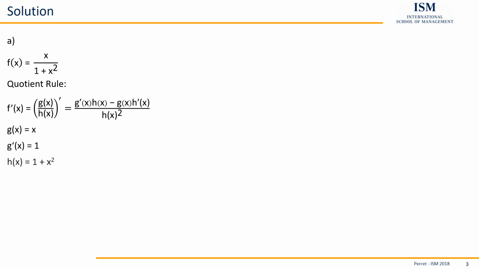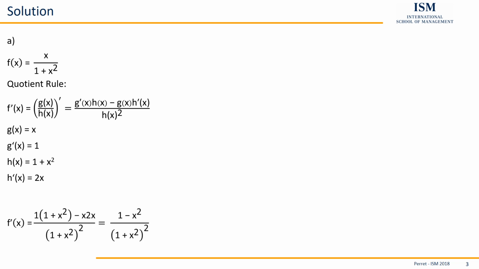Same for h. H is the one below the fraction line, so here 1 plus x squared, and the derivative of h thereby is 2x. And with this information, we can then just plug this into our formula. So we have 1 times 1 plus x squared minus, then we have g, that's x, times 2x. And all of this is divided by 1 plus x squared in parentheses squared.